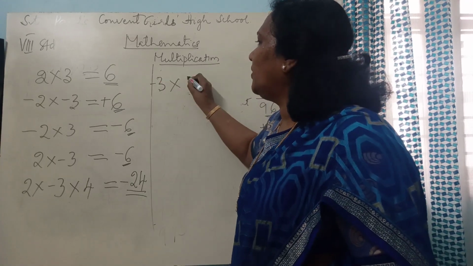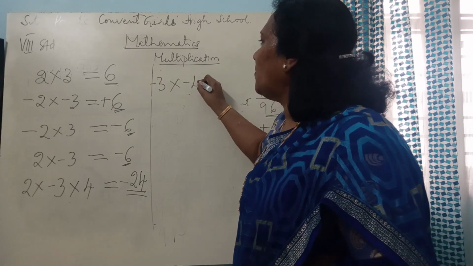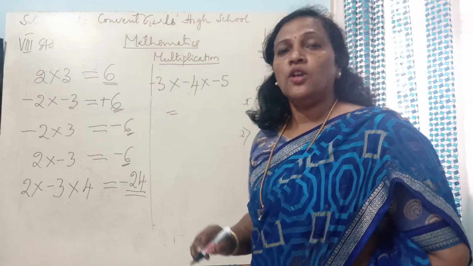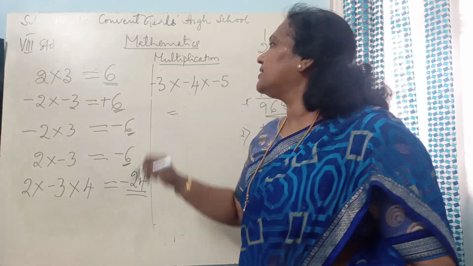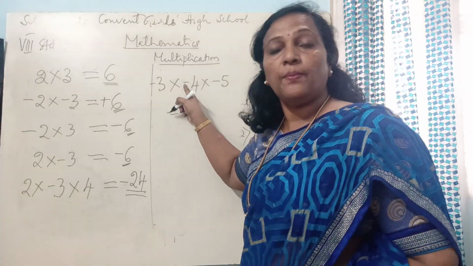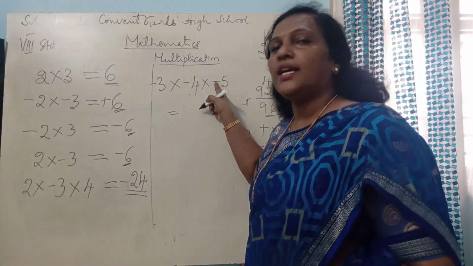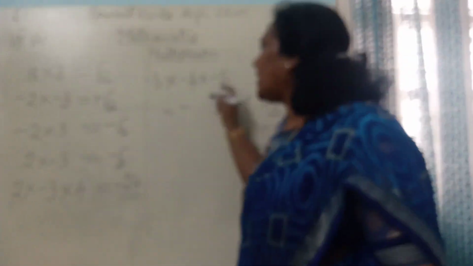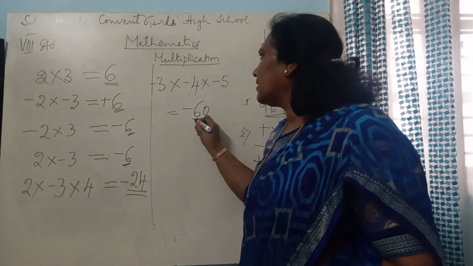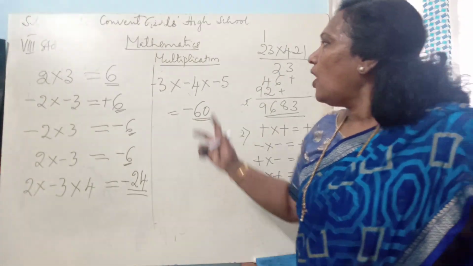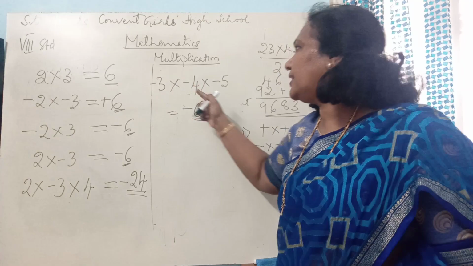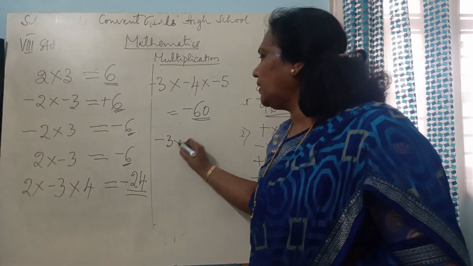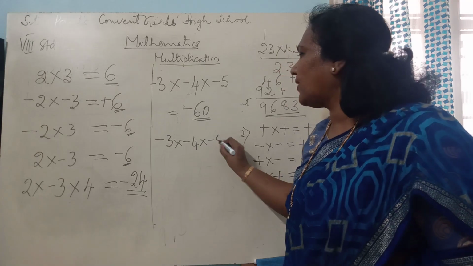Minus 3 into minus 4 into minus 5. Children, what I told you, you have to first multiply the signs. Minus into minus, plus. Plus into minus, minus. 3 4s are 12. 12 5s are 60. In this way also you can do. Or you can multiply the first two numbers, then multiply with the third number. How is it? See here, minus 3 into minus 4 into minus 5.